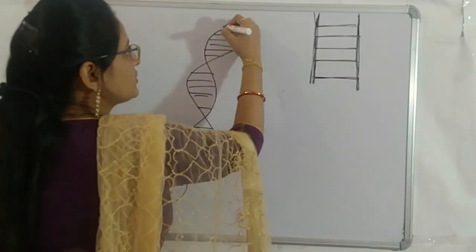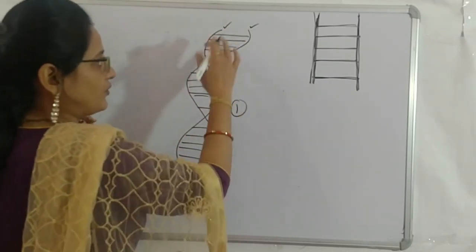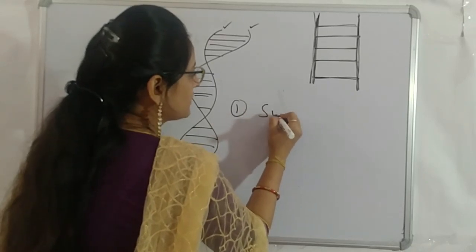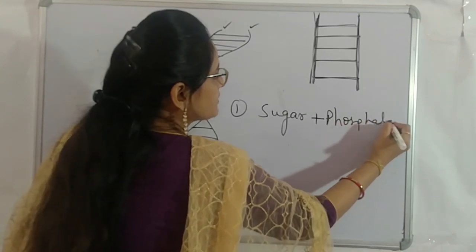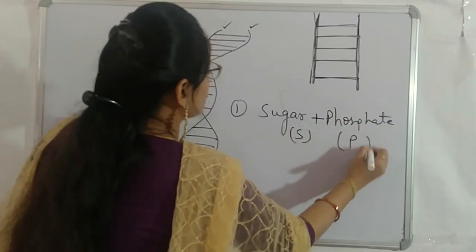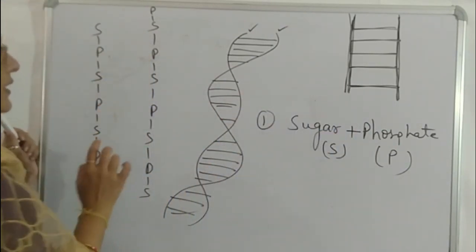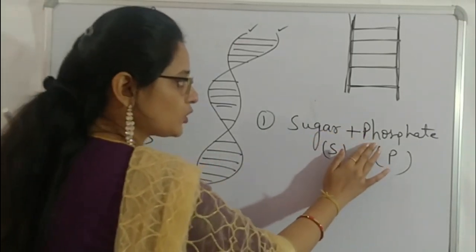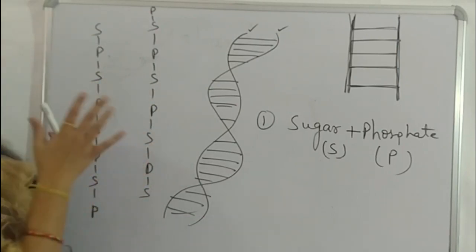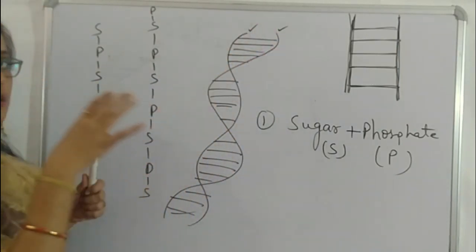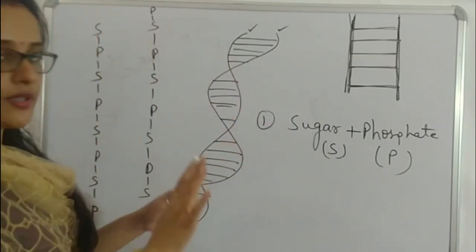So we have to know the structure of these two strands as well as these middle components. The two strands are made up of two components, that is sugar and phosphate. So let's use a short form, SP. The two strands are made up of sugar and phosphate, SP. That is, the sugar is bonded with phosphate group, and the sugar and phosphate form the two strands of DNA, which is called the backbone of DNA because these two strands are the major components of the DNA. We will talk about everything in detail.